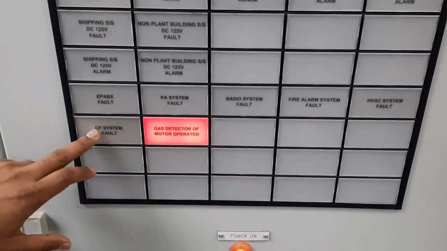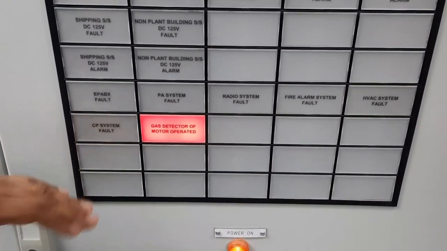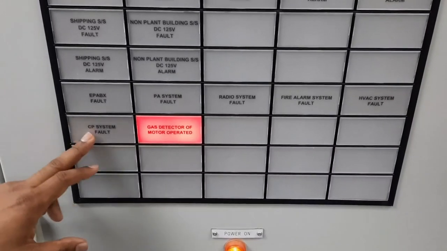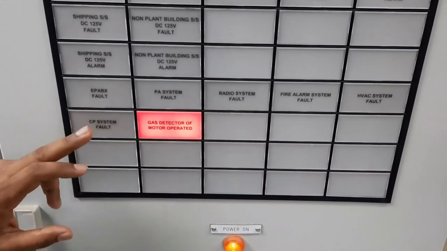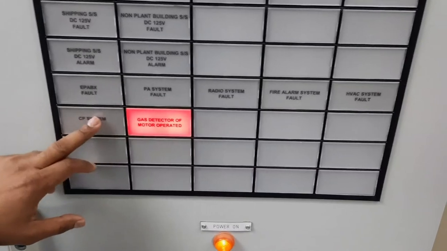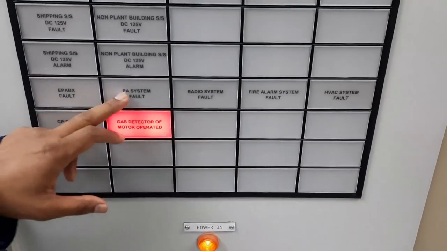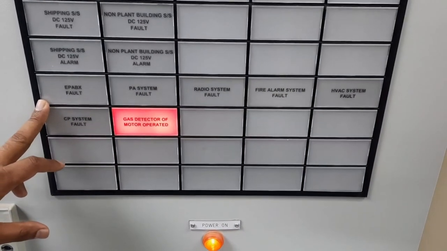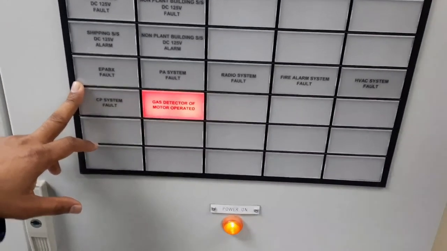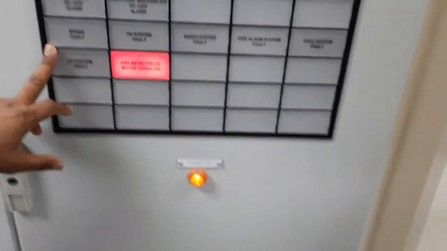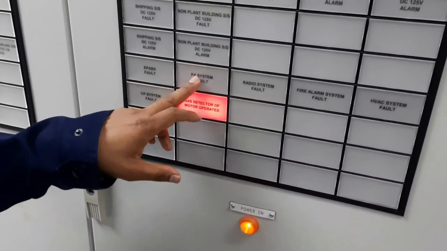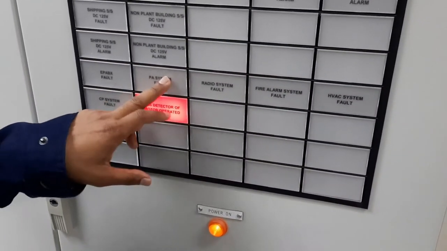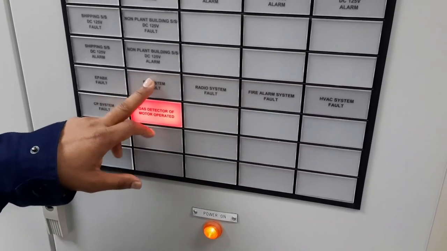CP system. CP means cathodic protection. This electrical side has one protection, cathodic protection. If cathodic protection has any fault, that time alarm comes here. Okay, PA system means we have many alarms coming. Yes, water in ammonia side. Yes, correct. Cathodic. Okay. This is PA system. PA means power amplifier system. If any problem, that time alarm comes here.